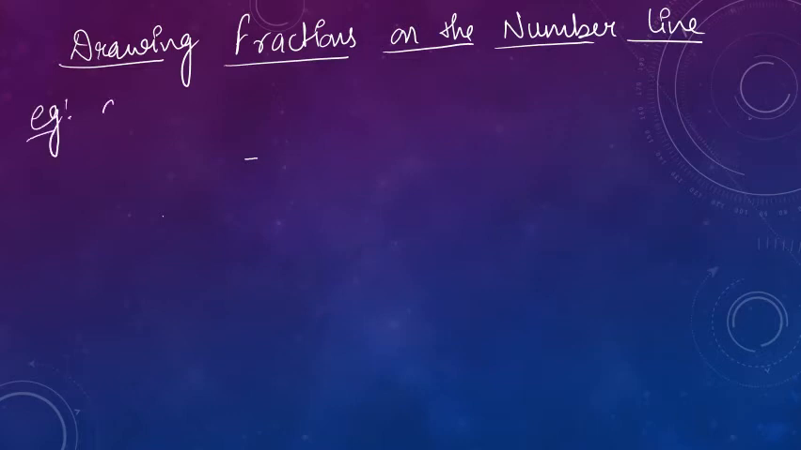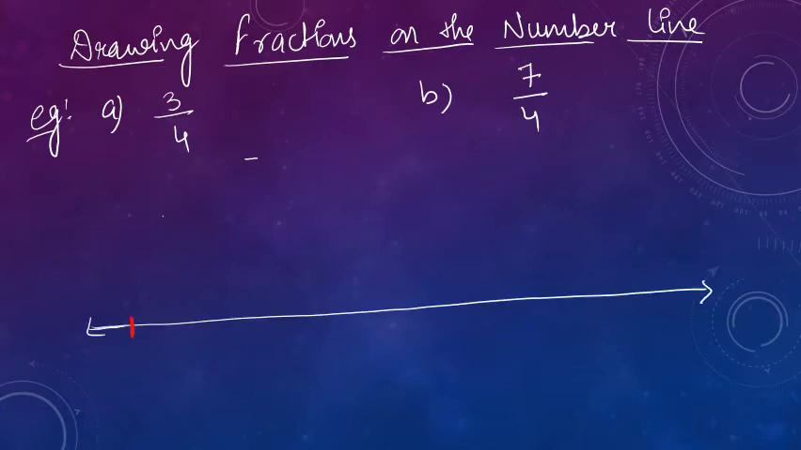Let's show drawing fractions on the number line with the help of an example. Let's take two examples, namely 3 by 4, and the second could be 7 by 4. First of all, we are going to draw a number line. On the number line, we are going to write 0, 1, and 2. Whenever we need to draw a fraction on a number line, two things we need to keep in mind.